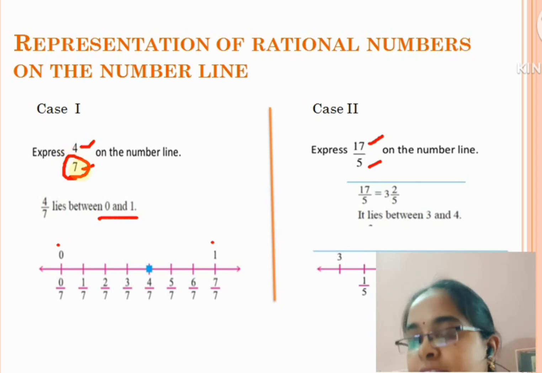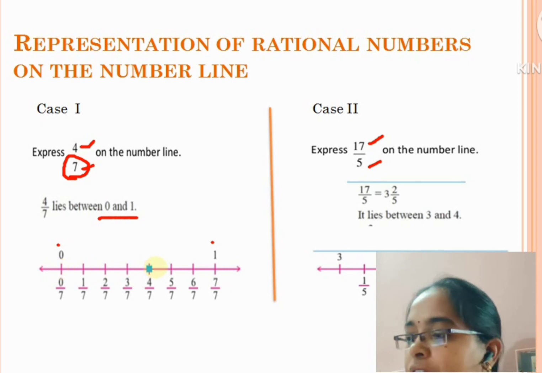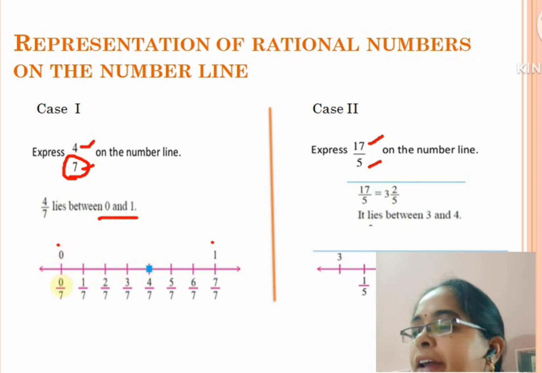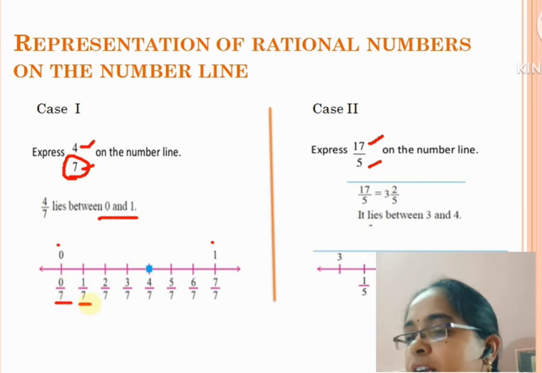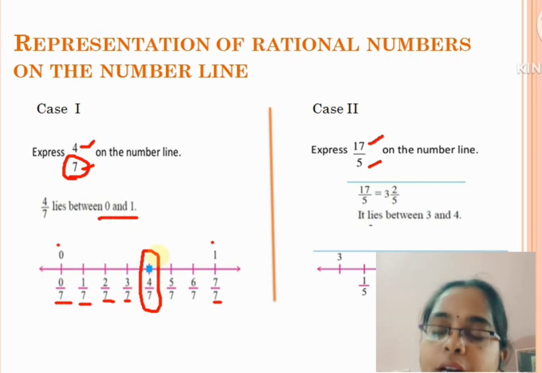Here we have denominator 7. So subdivide 0 to 1 into 7 parts and mark each part as 1 by 7. The first part is 0 by 7, and then 1 by 7, 2 by 7, 3 by 7, like that. 7 by 7 is nothing but 1. From this we need 4 by 7. If you observe here, we have 4 by 7. So like this we can represent rational numbers on the number line.